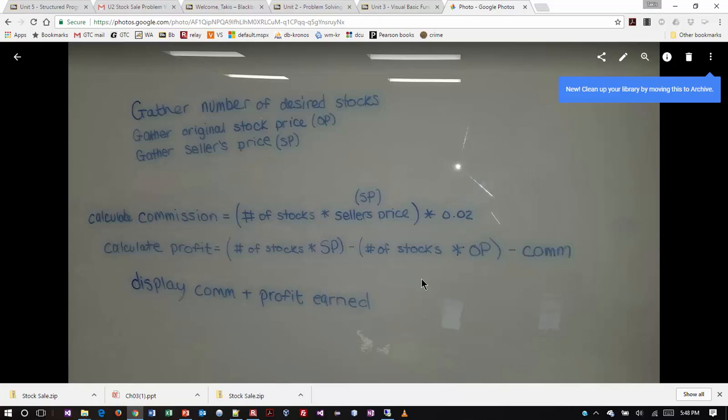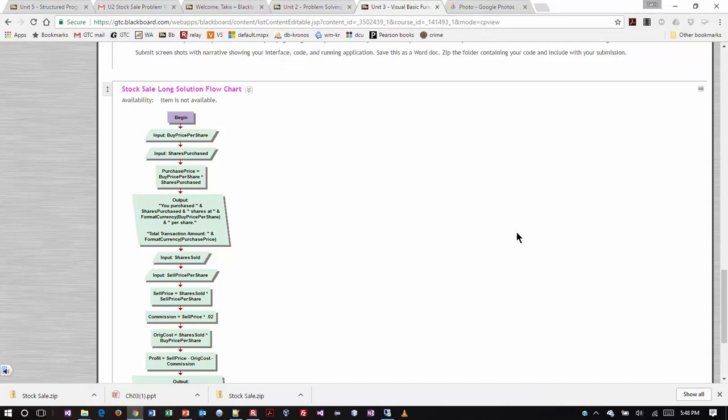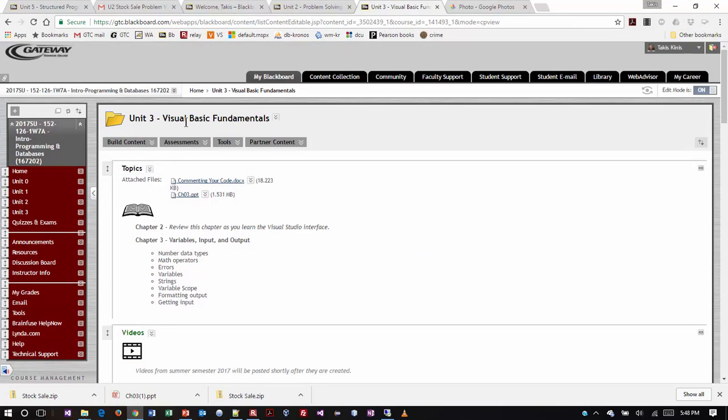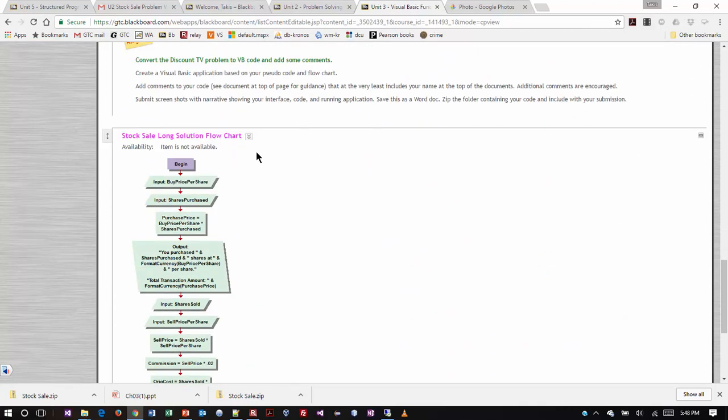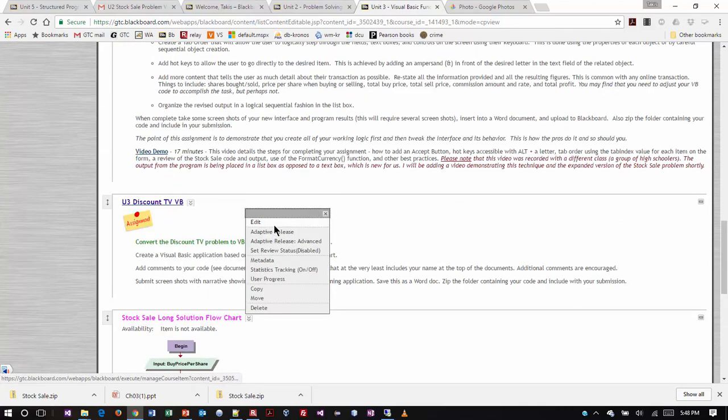So let's just study that, if you can even read that in the back of the room. All right. And then finally, I'm going to show you my solution here. As I show you the solution, I will let you know it's going to be located at the bottom of the Unit 3 folder. Right now it is not visible, but I'm just about to make it visible.